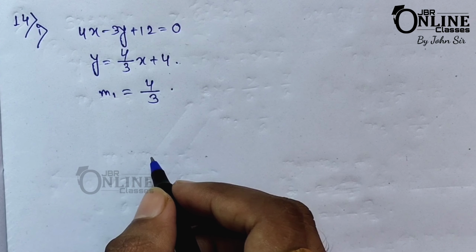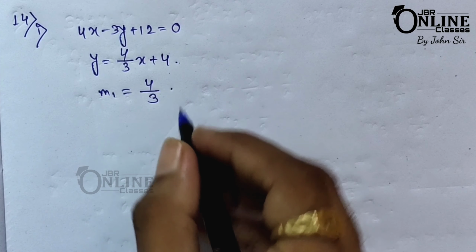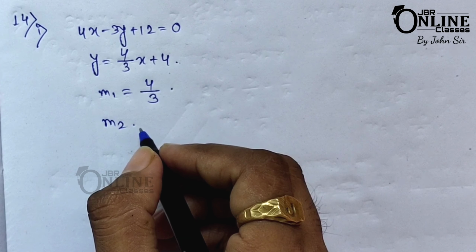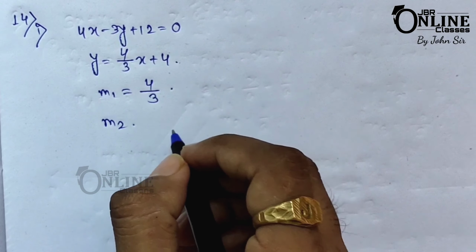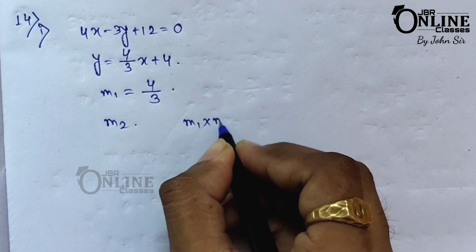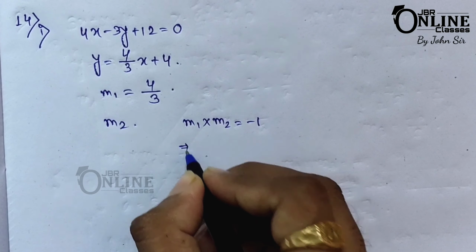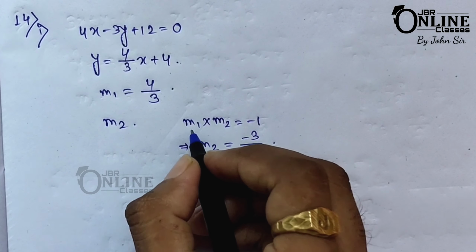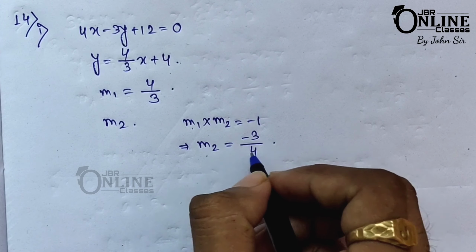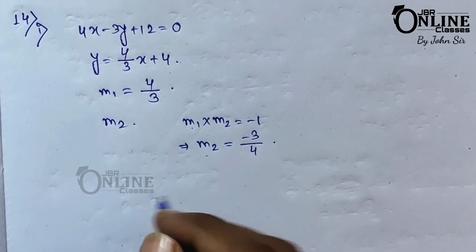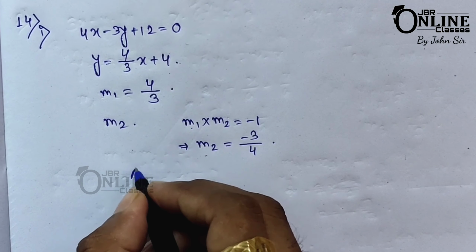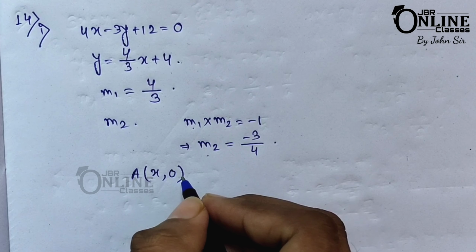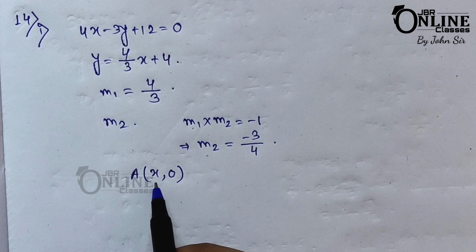So from that, here the slope m1 equal to 4 by 3. Now let the slope of the line perpendicular to the given line be m2. If these two lines are perpendicular, that means m1 into m2 equal to minus 1. So from that equation you will get m2 equal to minus 3 by 4. Just put down the value of m1 and then you will get m2 equal to minus 3 by 4. Now let the point on the x axis, that means A, be x comma 0.